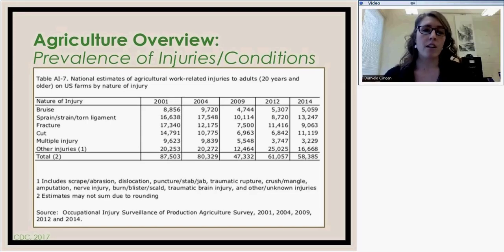And this last chart just shows the nature of the injury. So how is the injury presented? The top one for this is the category of other injuries. This is an all-encompassing category in terms of looking at scrapes or dislocations, maybe some ruptures, nerve injuries, or traumatic brain injuries. That's followed by our common strains, sprains, torn ligaments, and then cuts.